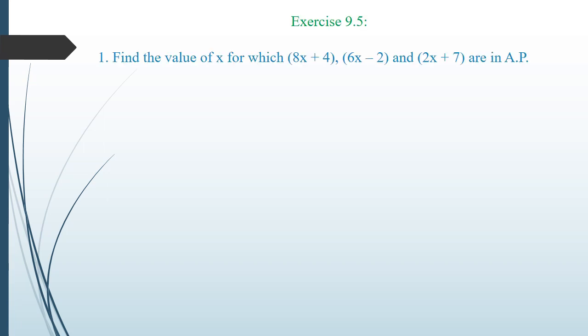Let us begin with our first problem of exercise 9.5, which says find the value of x for which 8x plus 4, 6x minus 2 and 2x plus 7 are going to be in AP. If these three terms are in AP, then the common difference between these terms is going to be the same. The common difference is nothing but the value of second term minus first term, or third term minus second term. These two values should be equal. Then only we can say these three terms are in AP.